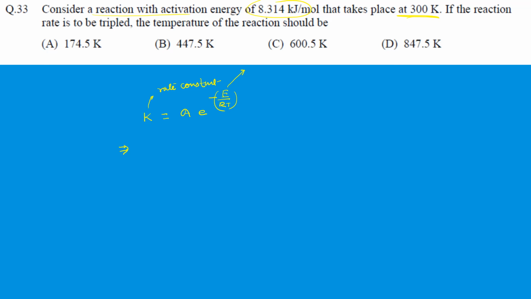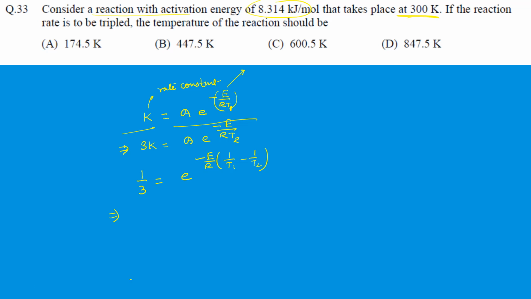So we want that this reaction rate should be triple. So how much temperature should I add? Means what is the final temperature such that the reaction is going to be triple. The next equation will be 3K is equal to A e to the power minus E by R, here I will write T2. Initially we have T1. So now we'll just divide these two. So it will be 1 by 3 is equal to e to the power minus E by R, 1 by T1 minus 1 by T2.